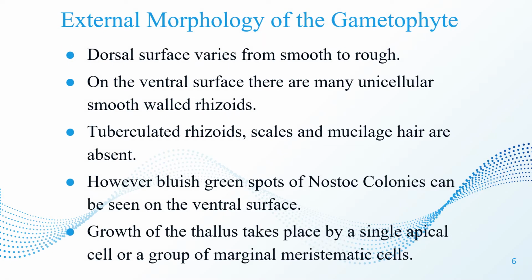Dorsal surface varies from smooth to rough. On the ventral surface, there are many unicellular smooth-walled rhizoids. Mind it, in Riccia, Hepaticae, which you studied last year, the rhizoids are both smooth as well as tuberculated. Tuberculated rhizoids, scales and mucilage are absent here. However, bluish-green spots of Nostoc colonies can be seen on the ventral surface. Growth of the thallus takes place by a single apical cell or a group of marginal meristematic cells.